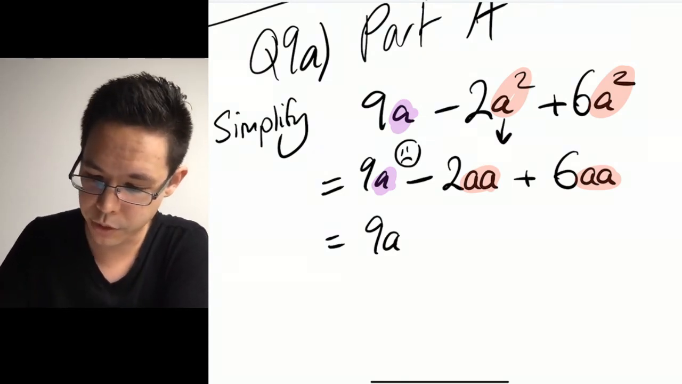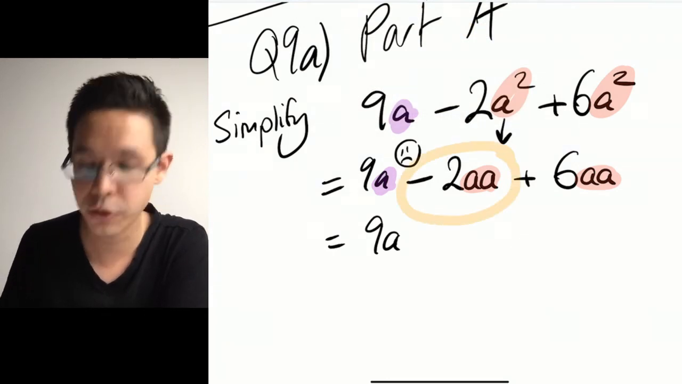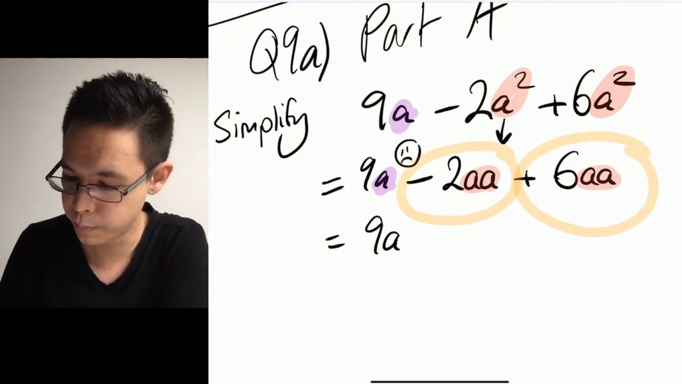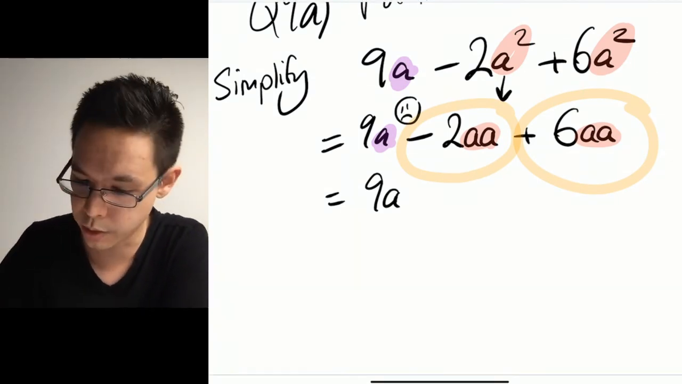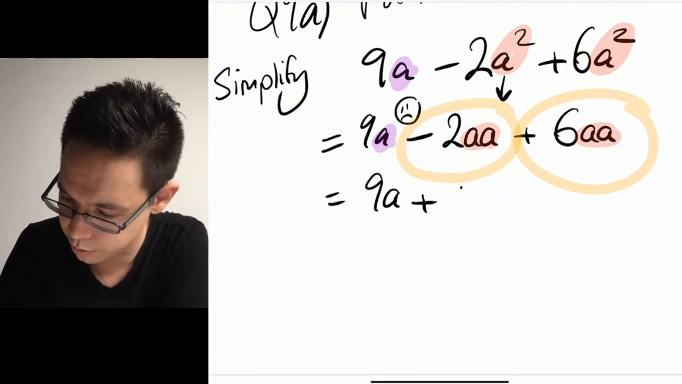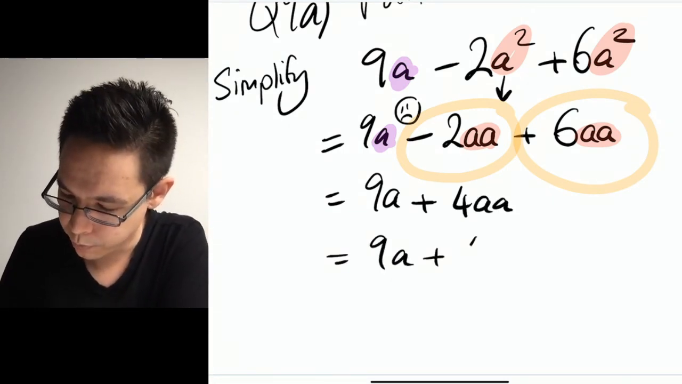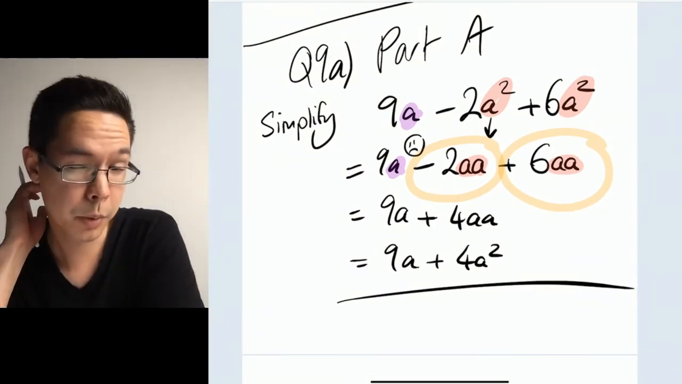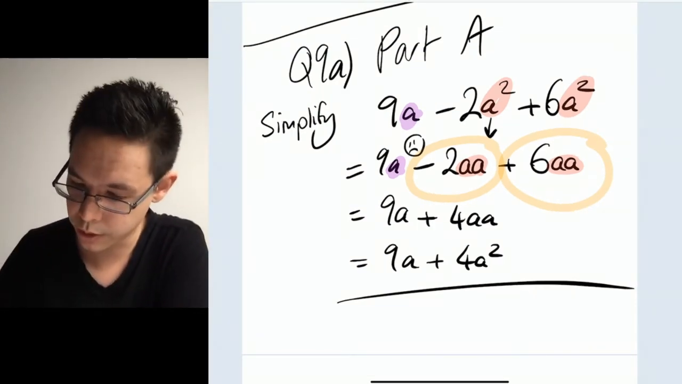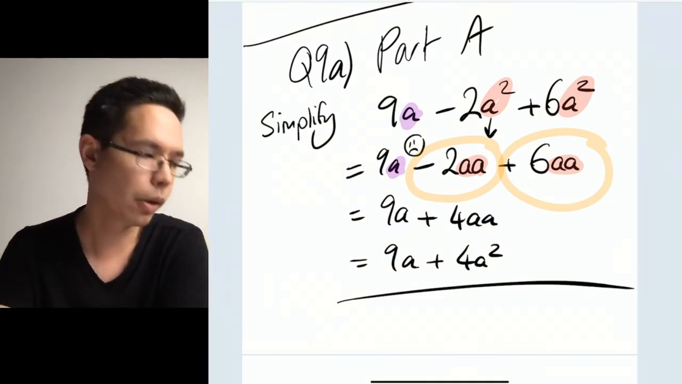And now I just have to solve what -2 copies plus 6 positive copies. So it's basically -2 plus 6. I should get a result of positive 4aa, which is the same thing as 4a². I will make a note that one of the parents picked up that I made an error when I was trying to recall this question off the top of my head on yesterday's live stream.